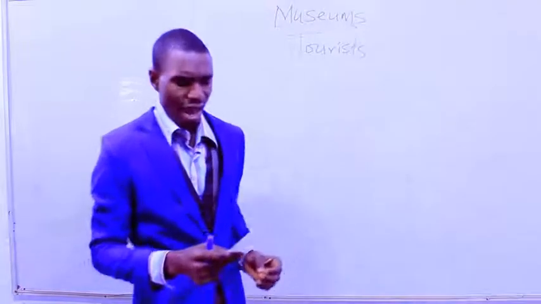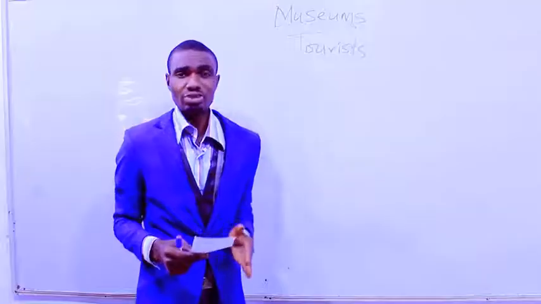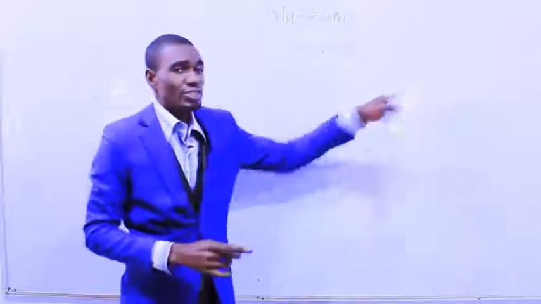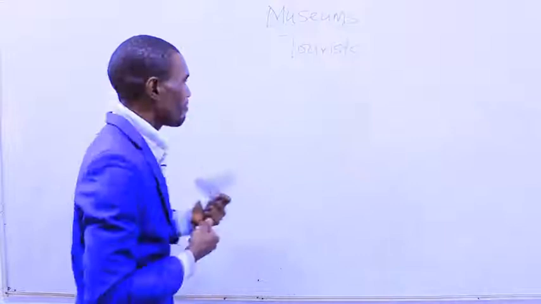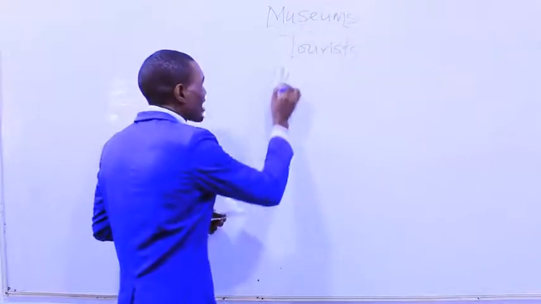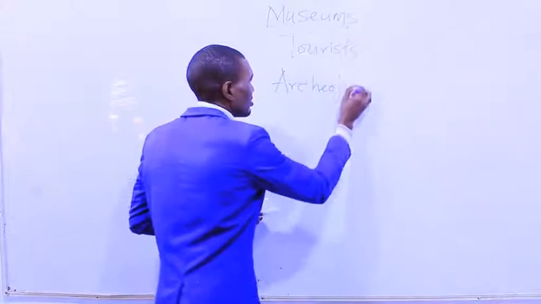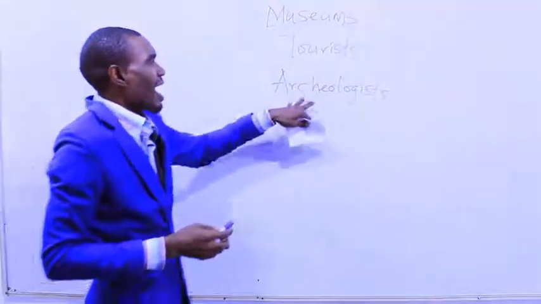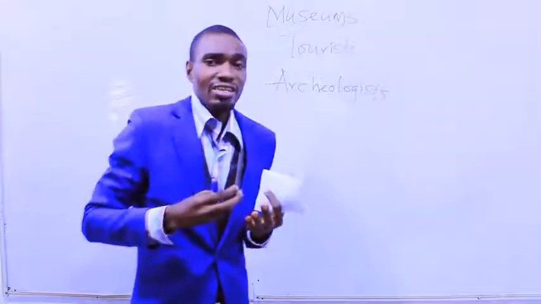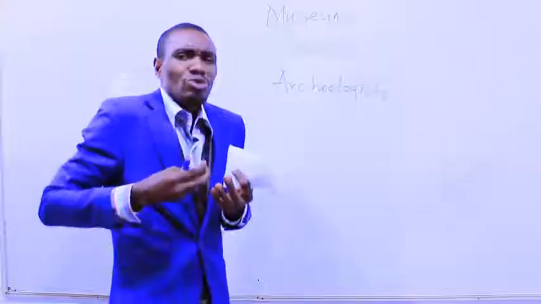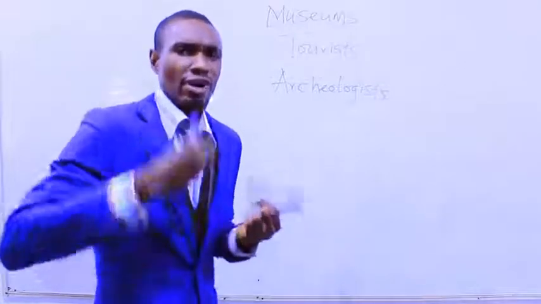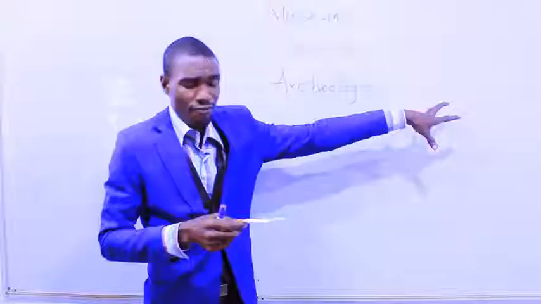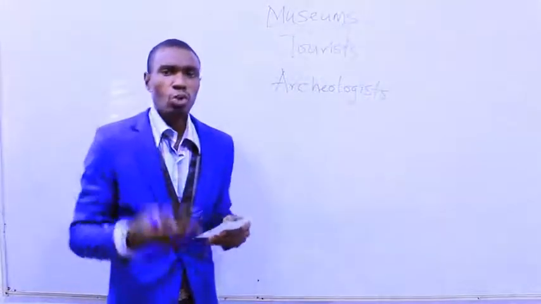Then we have the next one, architectural crafts. Then we also have fossils. Now, fossils are usually discovered by people we call archaeologists. These people have a special interest in finding out the historic events of a people or a culture. So that is the fossils. Now we have the next one, wood carvings.